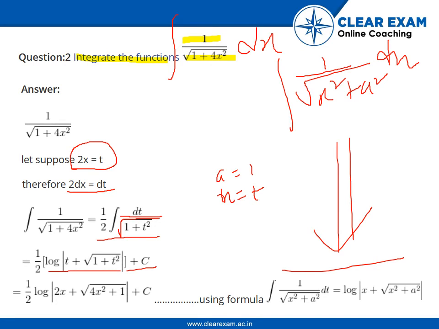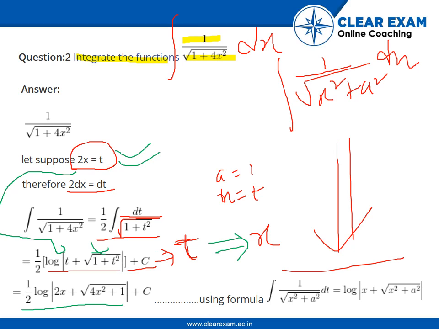Finally, what we have to do, we see that our t is there in this function, but we are given a variable x, so we have to back substitute the value of t into x, and we have t is equal to 2x here, so we can substitute the value of t here and here as well. So what we get, half into log of 2x plus root of 4x square plus 1 plus c as our constant.